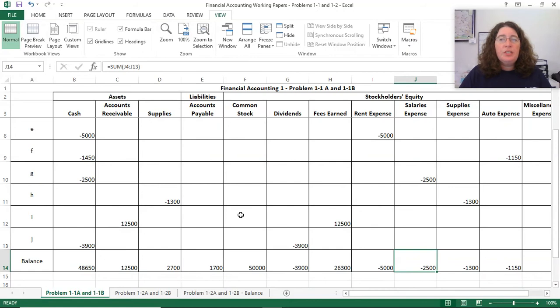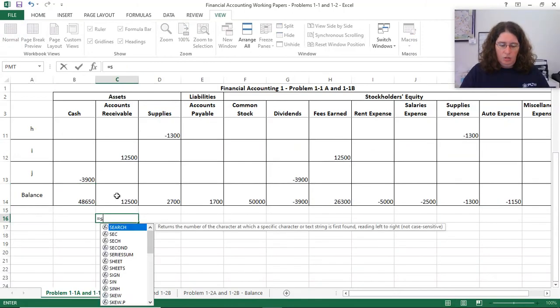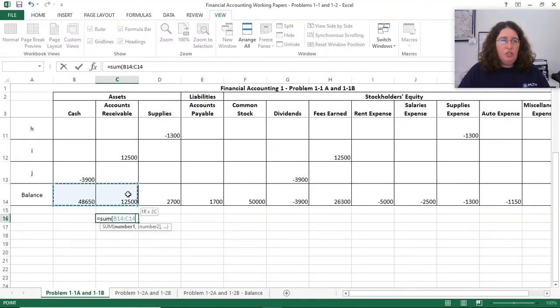If you are doing this by hand, please feel free to use your calculator and add these up. Okay, but again, I just use the equal sum formula, or you can add them up with a calculator and just type the answers in. That's fine too. Now our equation is assets equals liabilities plus stockholders equity. So we need to know what is the total of our assets. So I'm going to use that sum equation to add those three cells together. And it tells me that my assets are $63,850.